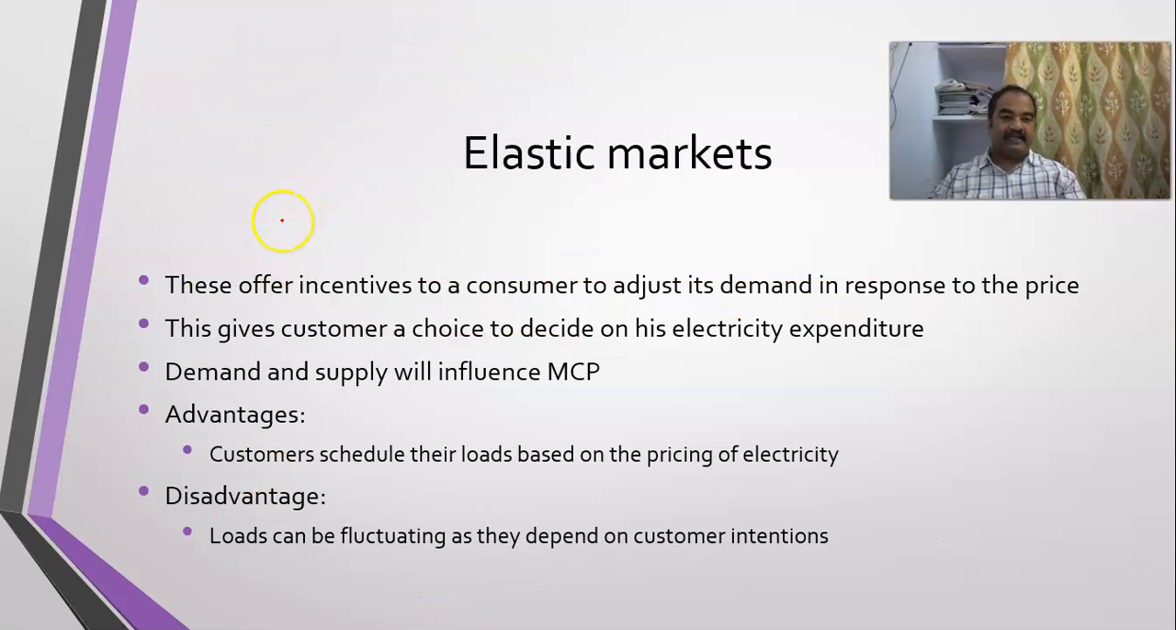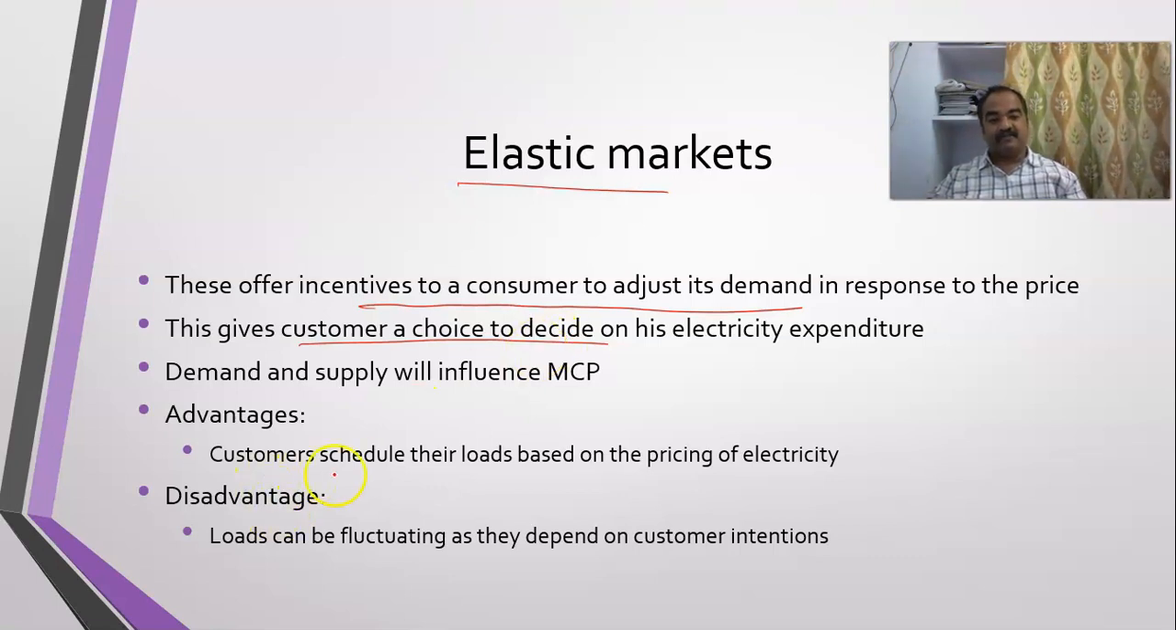On the other hand, in elastic markets, the consumers are provided incentives to adjust the demand. So what are the incentives to the customer? This gives the customer a choice to decide on his electricity expenditure. If he doesn't want to move, if he wants the demand only at that duration of the day, then he may have to pay a higher price. If he moves to off-peak load regions, then automatically he may get a reduced price. So the customer has a choice to decide on his electricity expenditure. In this case, both the demand and supply will influence the MCP.